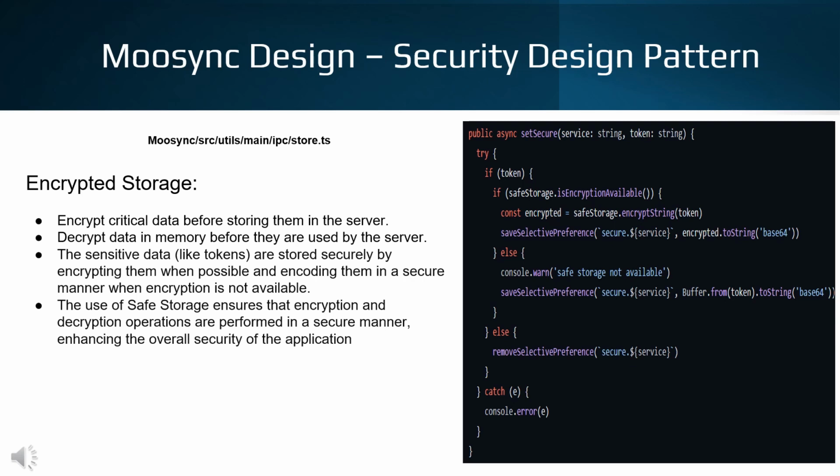Conversely, when retrieving a token using the getSecure method, we decrypt the stored value if encryption is supported using the safestorage.decryptString method, ensuring its confidentiality. If decryption fails or if encryption is not available, we handle the situation gracefully by returning the base64 encoded value itself. Additionally, we have also incorporated error handling mechanisms like try-catch blocks to address any potential exceptions during encryption, decryption, or storage processes. By adopting this encrypted storage security pattern, the security of the application's sensitive data is improved, mitigating the risk of unauthorized access or exposure.